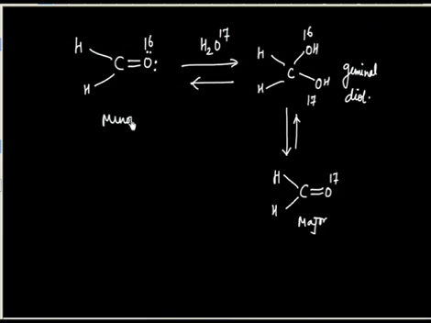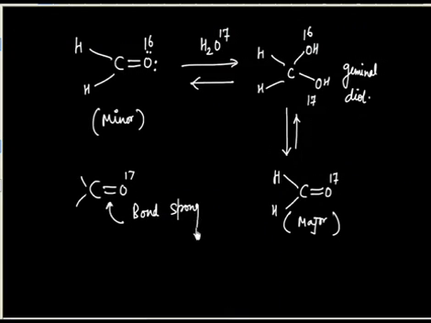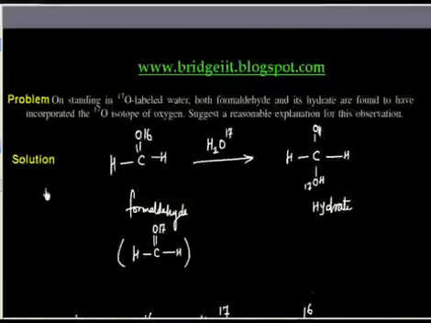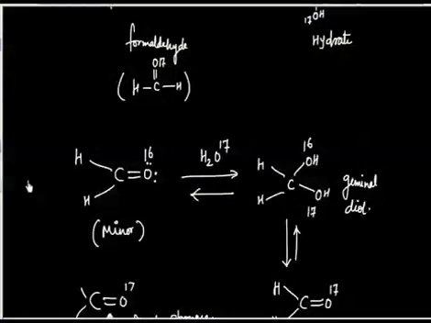Are you getting or not? So this will be the minor after some time, and the equilibrium mainly will have this compound because the C-O17 bond is stronger. So this bond is stronger, and that's why things are happening like this. So we have explained why the equilibrium mixture contains diol that has oxygen 17, and we also have a formaldehyde that contains oxygen 17. Are you getting?